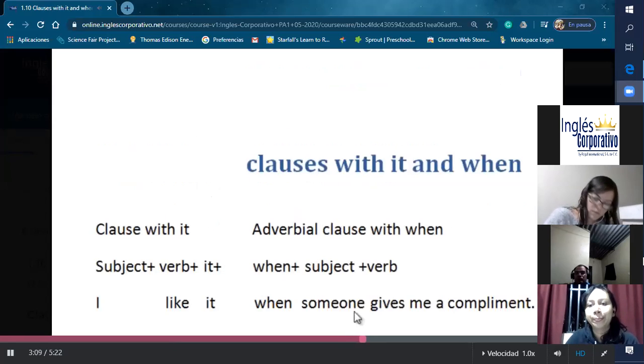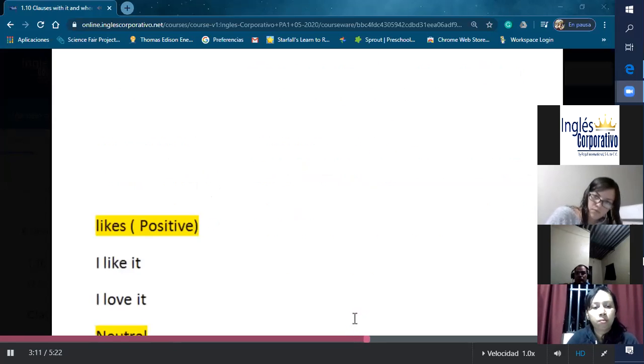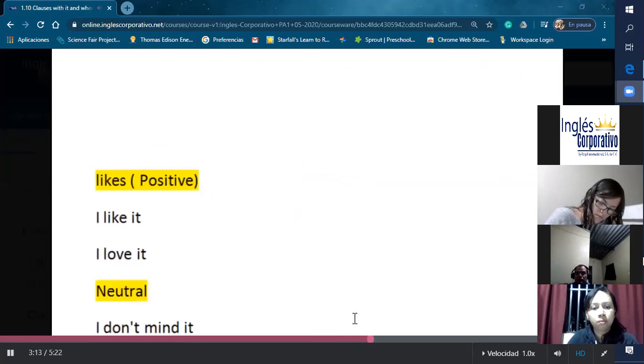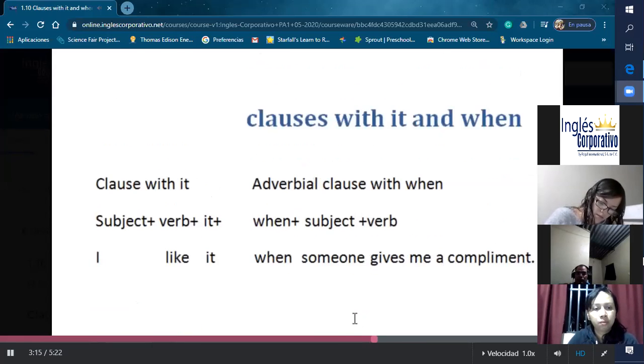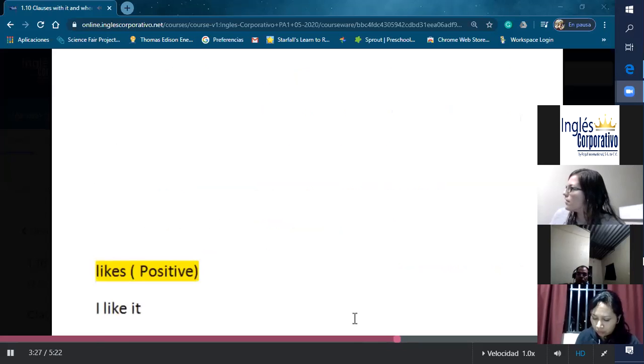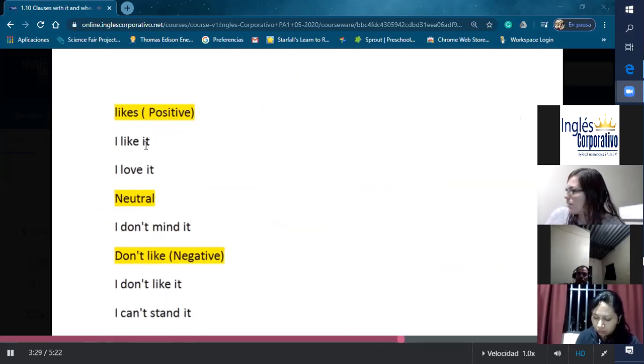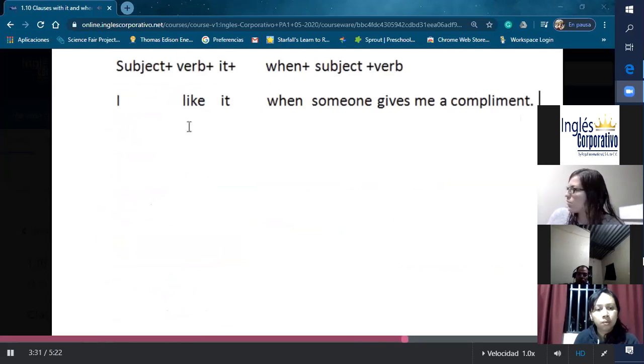If we quickly look at our vocabulary here, the idea is that this could be something that is true for you, or something that is not true for you. So we want to express the things that you like, things that you don't like, things that you might be neutral about. So I could use this vocabulary here. I could easily say I like it, such as the example here. I like it when someone gives me a compliment.